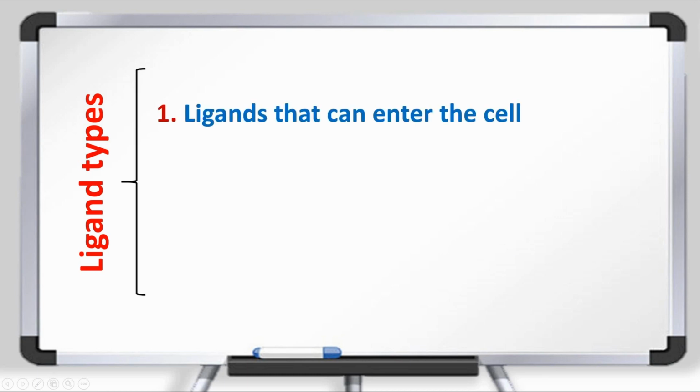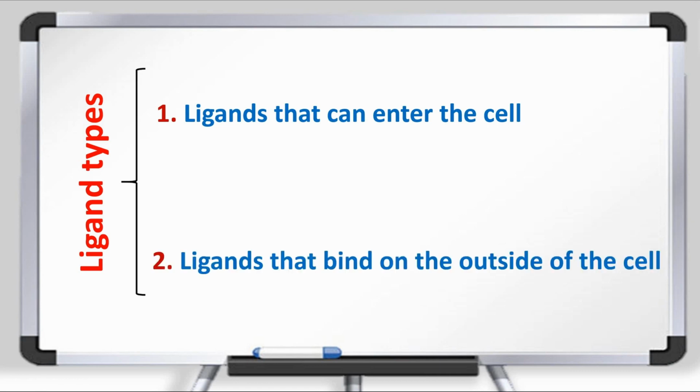Ligand types. Ligand can be divided into two types. Number 1, ligands that can enter the cell. Number 2, ligands that bind on the outside of the cell.